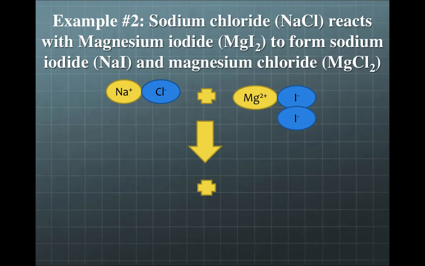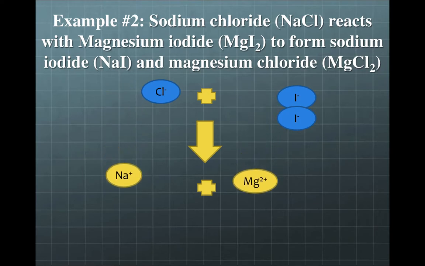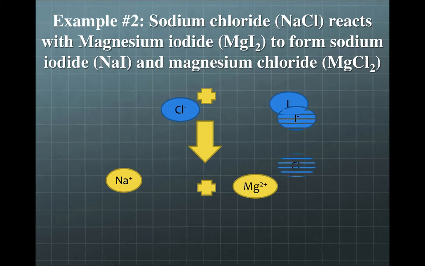Okay, next one. Sodium chloride reacts with magnesium iodide to form sodium iodide and magnesium chloride. Again, let's do the same thing. I'm going to drop the metals down. I'm going to switch the ions. Now, the difference here is magnesium has a positive 2 charge and sodium only has a positive 1 charge.